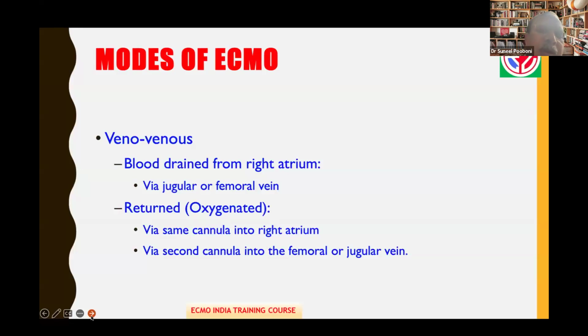Modes of ECMO are venous ECMO or arterial ECMO. So I'm dealing with only venous ECMO here. So the blood is drained from the right atrium, either through the jugular vein or the femoral vein, and returned to the right atrium through the same cannula, or through a second cannula through the femoral or jugular vein also.